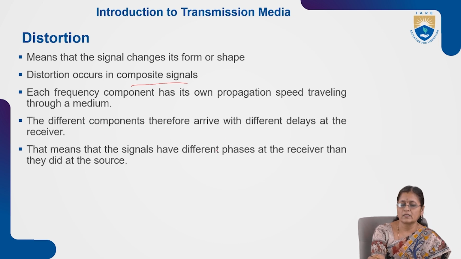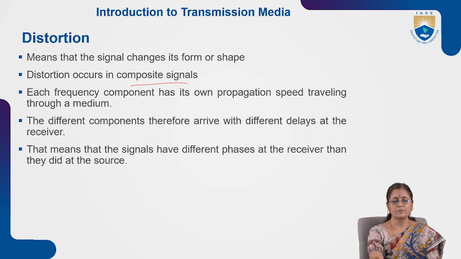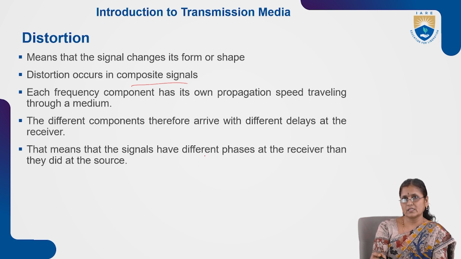Different components therefore arrive at the receiver with different delays. Because they have different frequencies, their propagation speeds vary, and so they arrive with different delays. One arrives at time t1, another at time t2. That means the signals have different phases at the receiver than they did at the source.